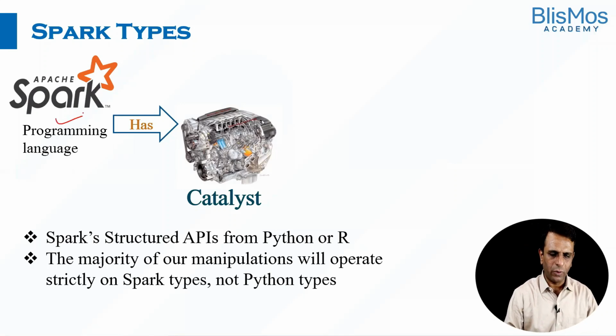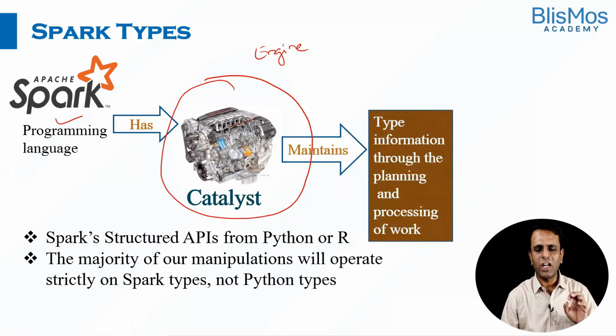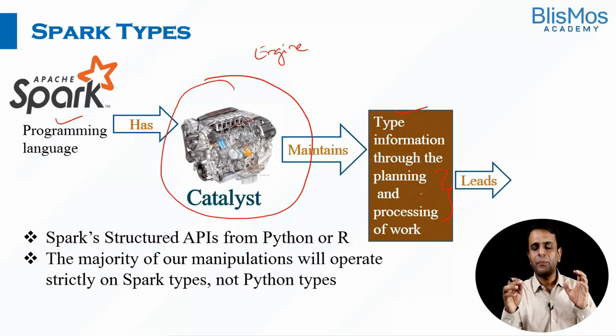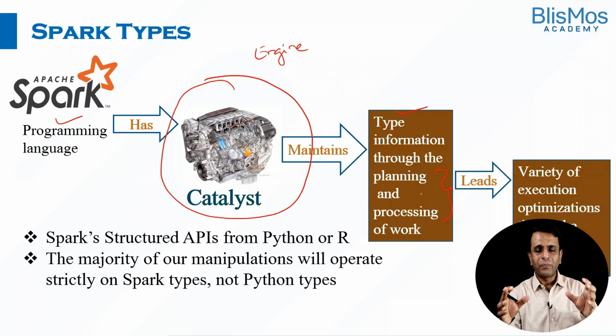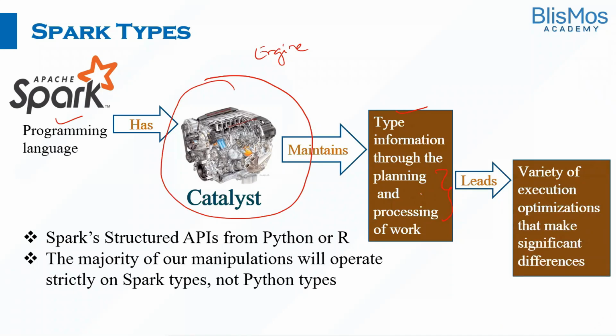Spark is a programming language on its own, that is the first thing which we already know, and it has an engine called the Catalyst engine. This Catalyst engine maintains the type information through planning and processing of the work. Whether it is planning of the execution or the execution itself, the Catalyst engine is maintaining the type information. Because the Catalyst engine is maintaining the type information, this in a way leads to a variety of optimizations within Spark. What does that mean? We'll come to understand that in future classes. But let us take an example now.